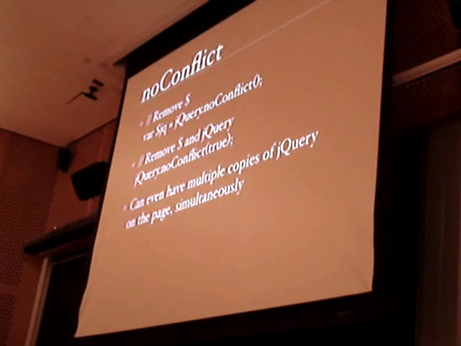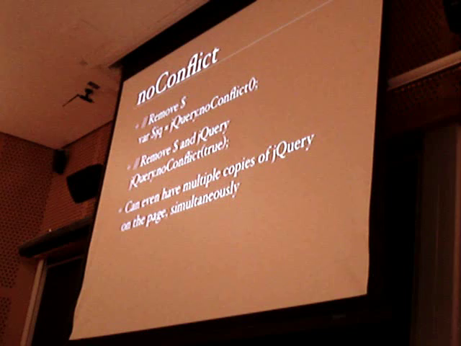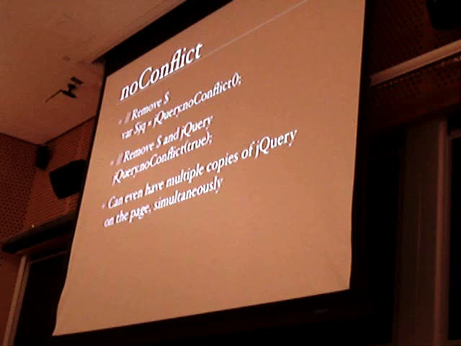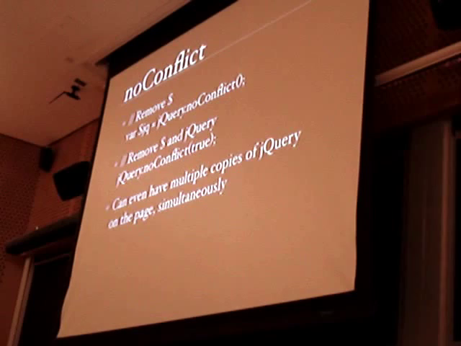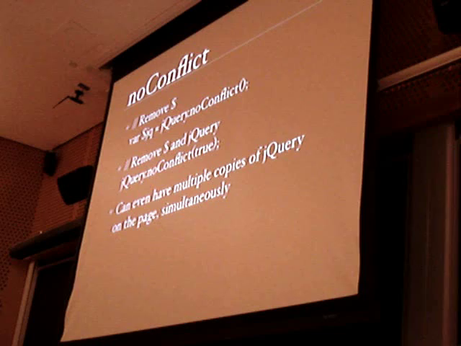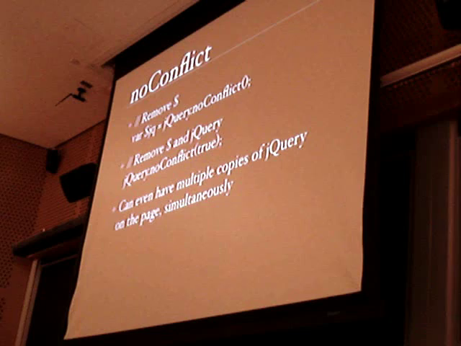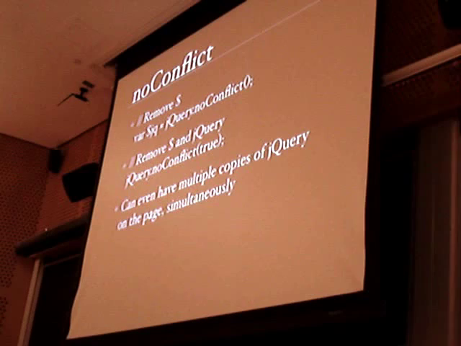So calling noConflict with no properties just pulls $ back. That's the most common conflict, with Prototype, new tools, etc. And then the second one, true, not only pulls back $, but it also pulls back jQuery itself. Theoretically, if you ran this on a page, it self-deletes jQuery. In my opinion, that is the optimal state of a library. A library should be able to delete itself on a page. What this affords us is that you can introduce jQuery to a page, run noConflict true, and you can have multiple copies of jQuery on the page running simultaneously. What I mentioned before about extensions being able to inject into a page, you can do that.